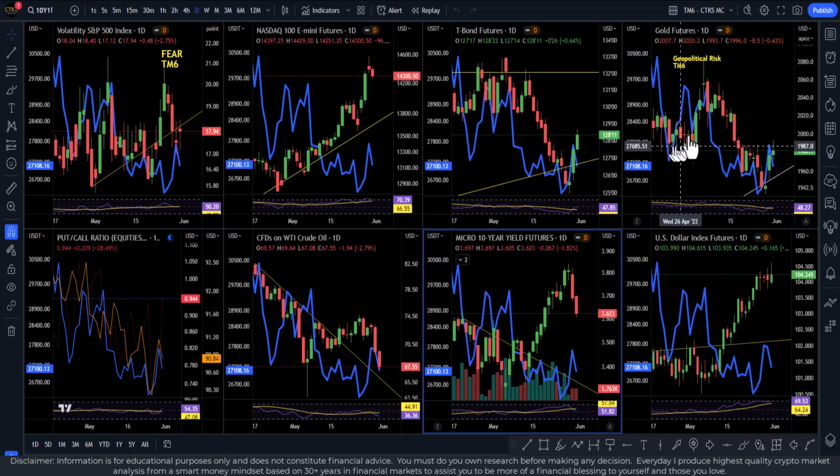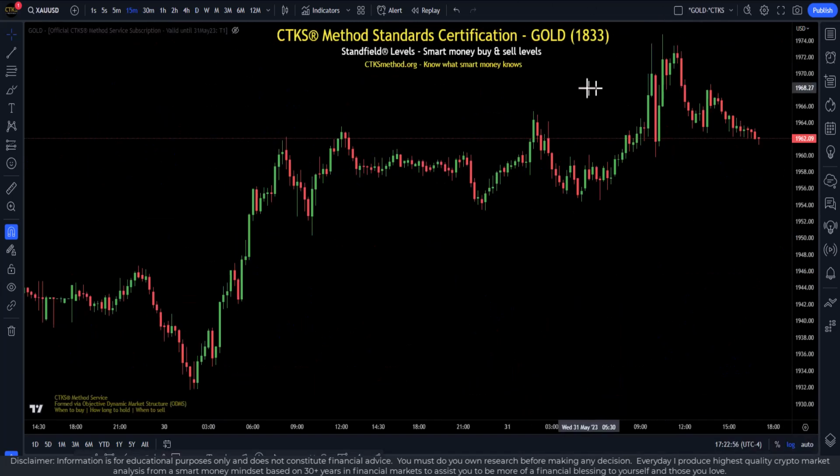What about gold futures or the gold price? What we can see is gold going up. But what is gold's objective dynamic market structure? Where is the true algorithmic support and resistance levels? The first thing that we note is gold has been trading since 1833. That means the CTKS method has marked up everything from 1833 to the current time.